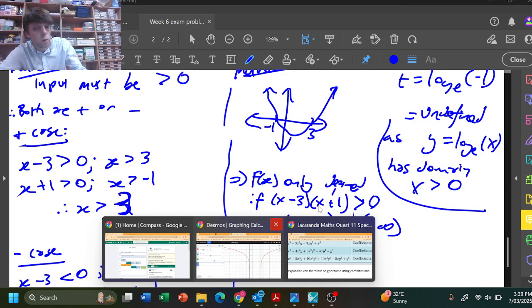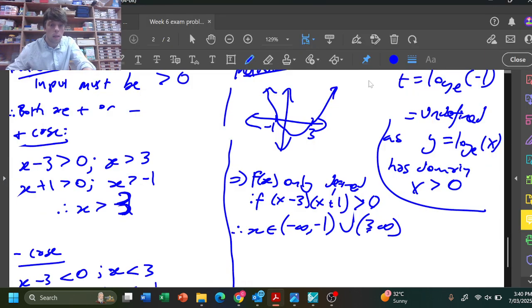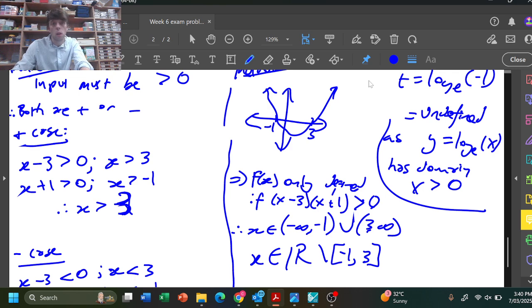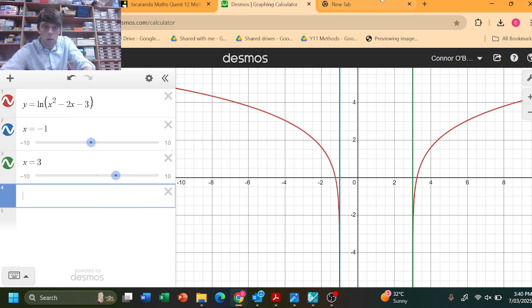And if you're curious as to what that graph looks like, it looks something like this. So we can see that the natural logarithm of x squared minus 2x minus 3 has asymptotes when x is negative 1 and when x is 3, and we can see it's undefined between those two values. So another way that you could have done this is written it as x is an element of R excluding the numbers from negative 1 up to 3 inclusive. In fact, these two ways of writing that final answer are perfectly equivalent, and if you'd written this, that's also a very valid answer. So that's the majority of what we've been looking at today.